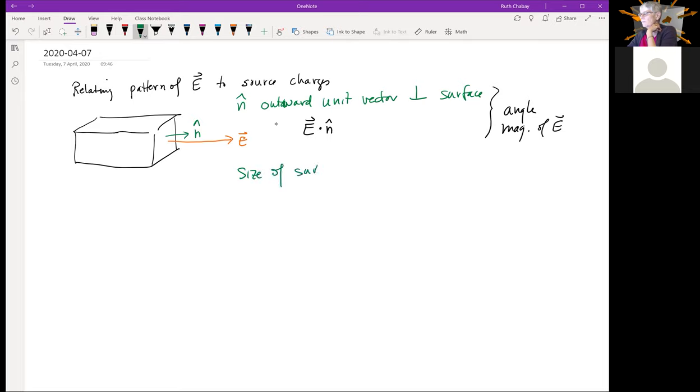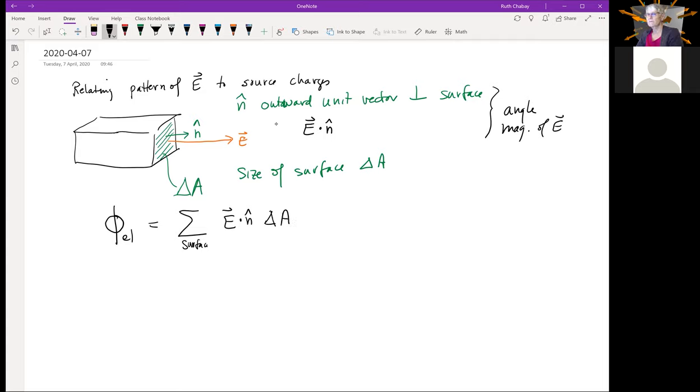So if the size of a piece of surface, we're going to call it a delta A because it's a piece of the surface area of this box, then probably what we want to do is just multiply these things together. And what we get is a thing called electric flux, and it's going to be the sum over a surface of E dot n hat times the area of that surface.